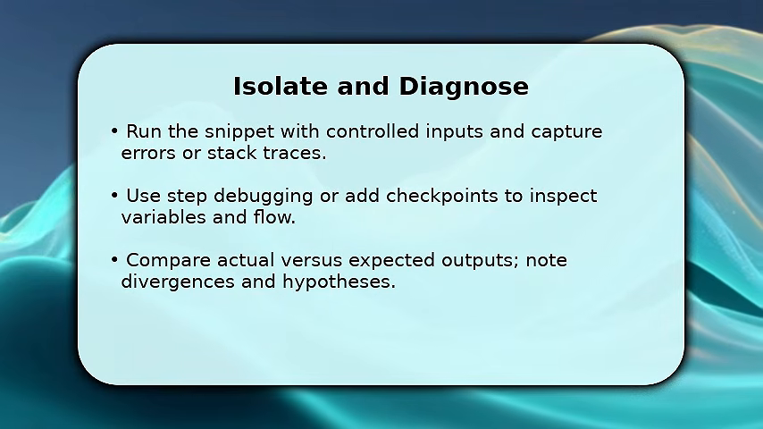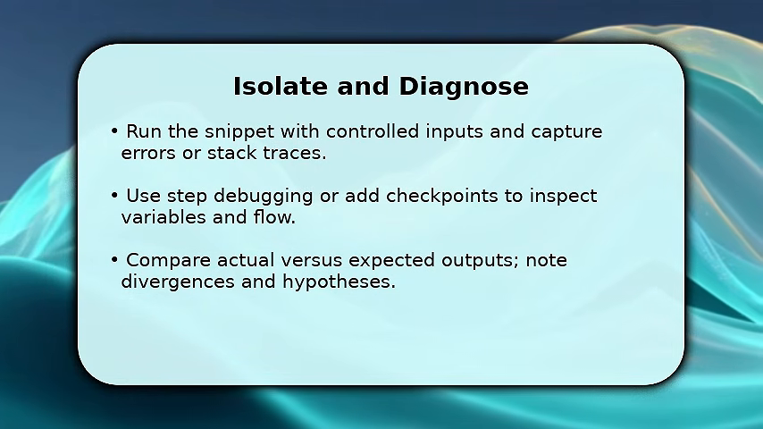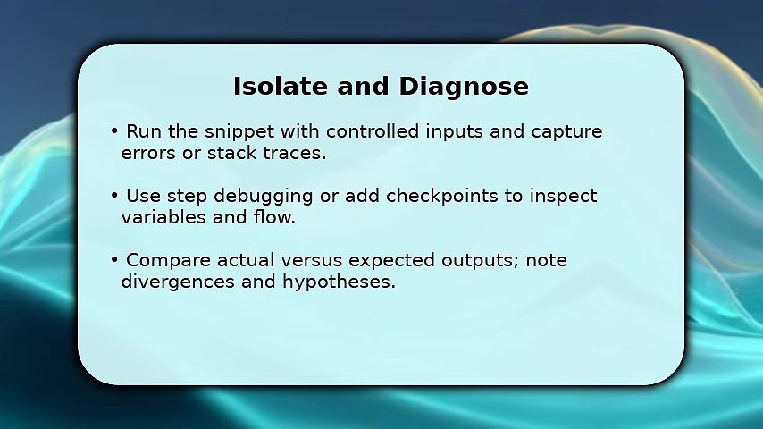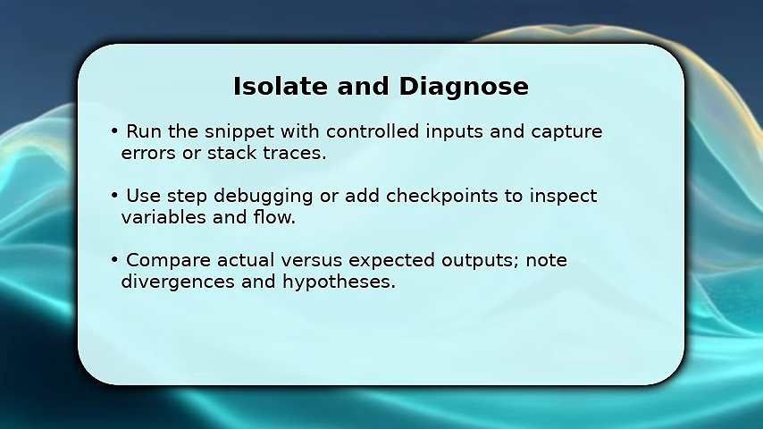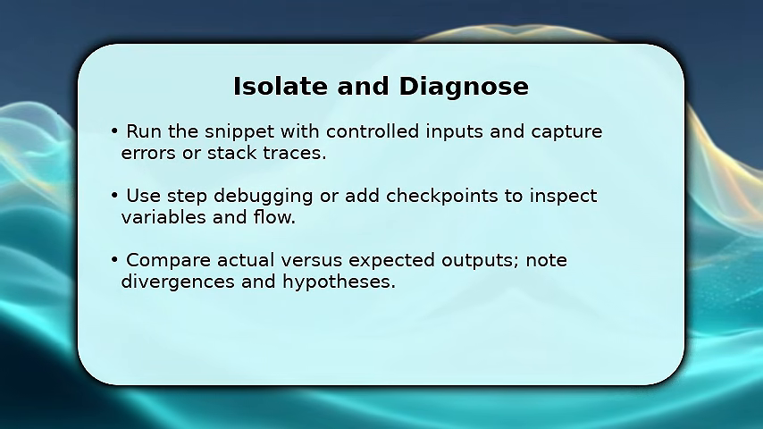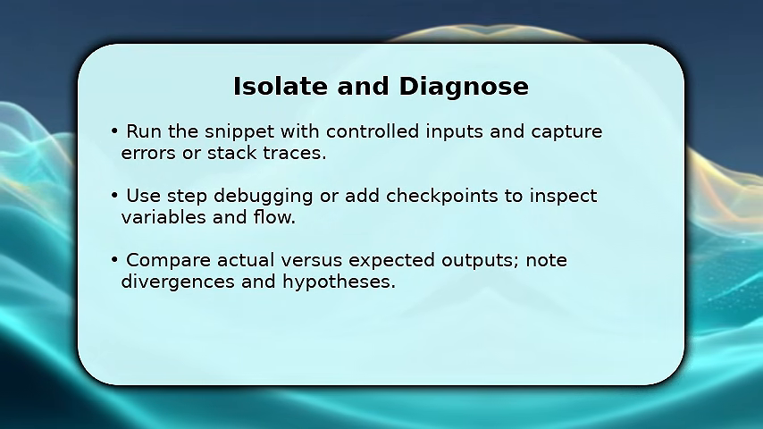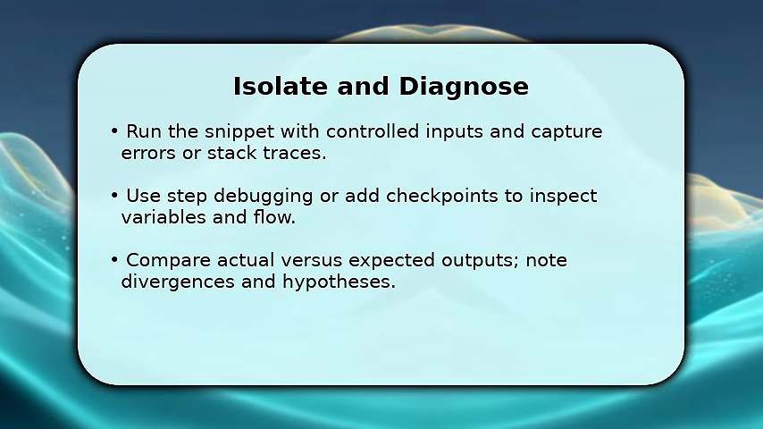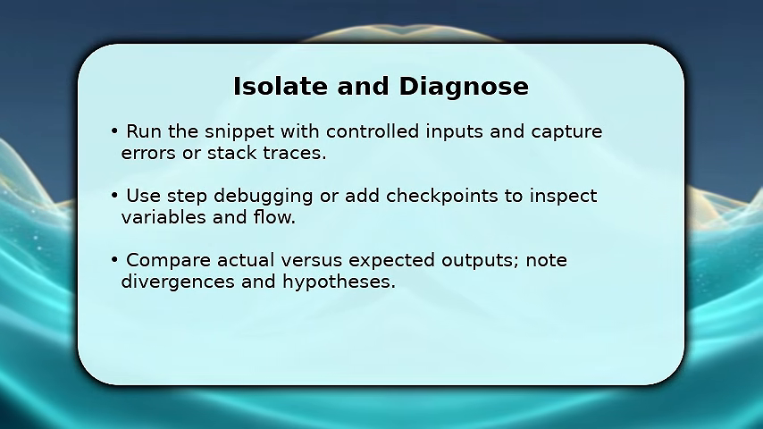Next, step through with a debugger or sprinkle checkpoints to inspect key variables and branching decisions. Once you observe discrepancies, write down quick hypotheses about root causes and design a targeted test to confirm one hypothesis at a time. This systematic narrowing saves time and uncovers subtle assumptions or off-by-one mistakes.